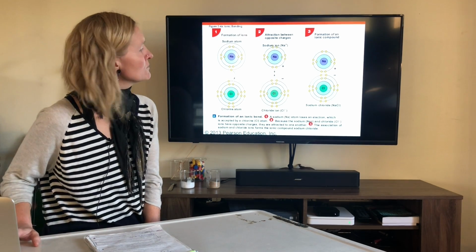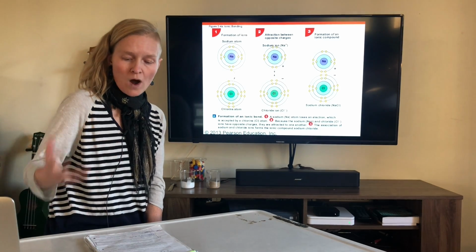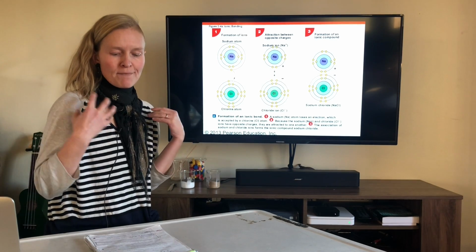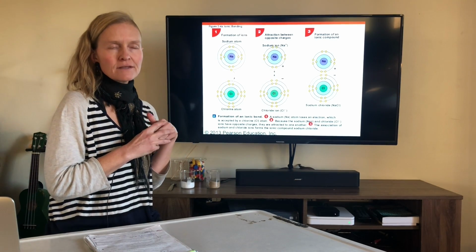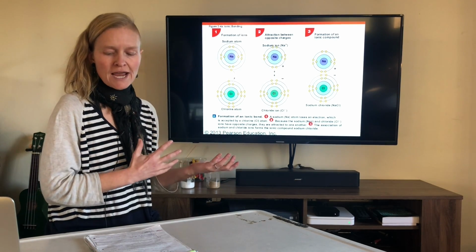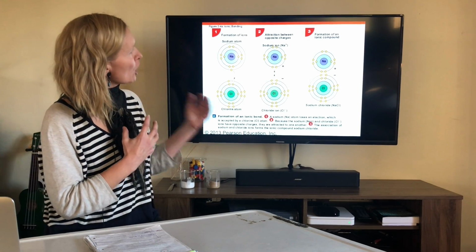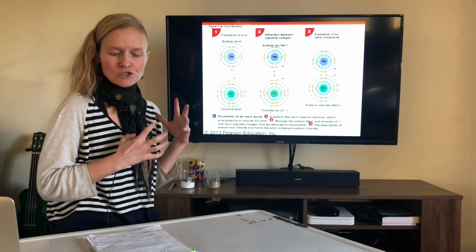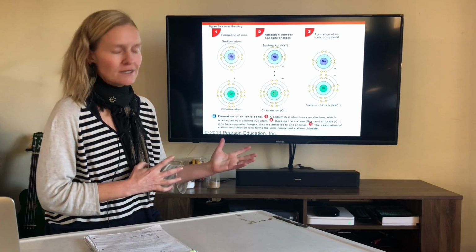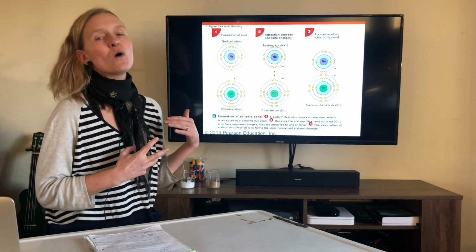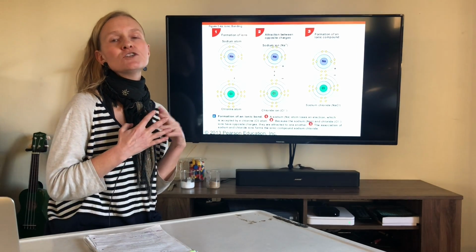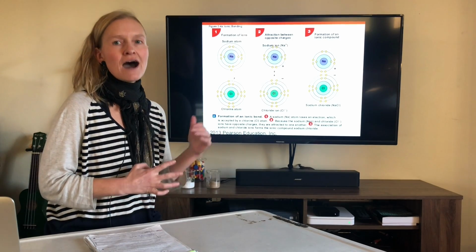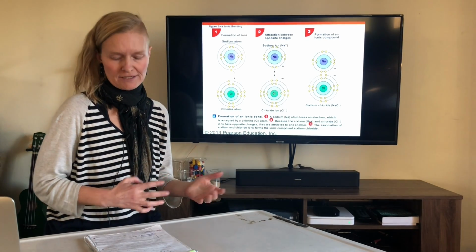When NaCl, or sodium chloride, dissolves in water, the sodium and the chloride dissolve in the water and they remain charged in water. In solution, ions are called electrolytes.